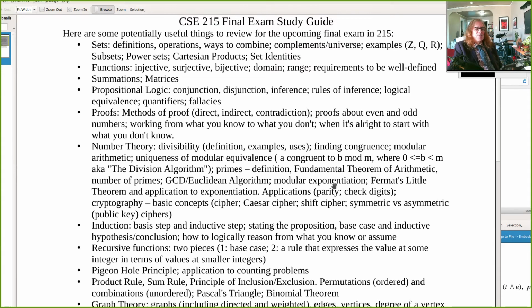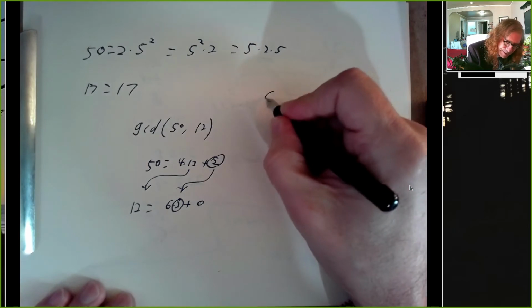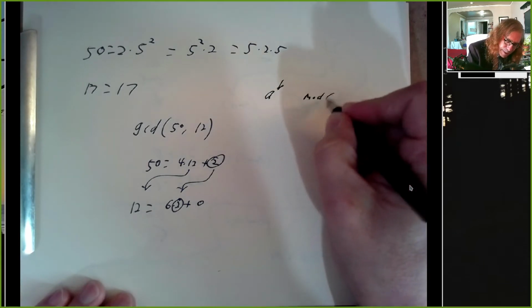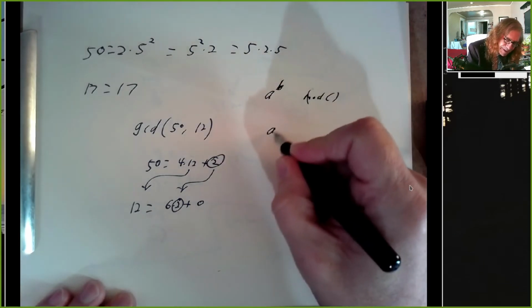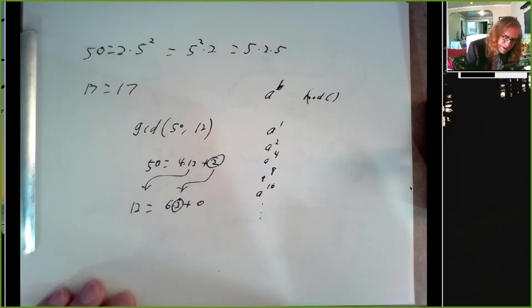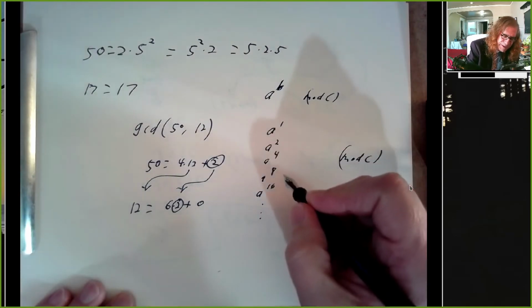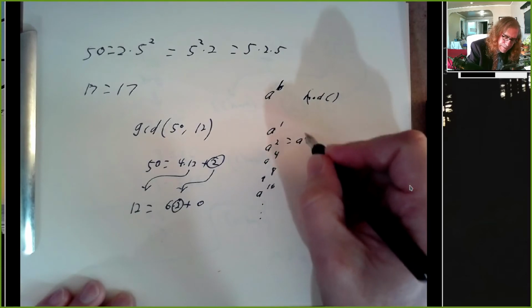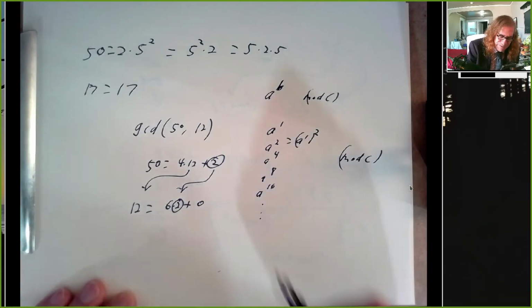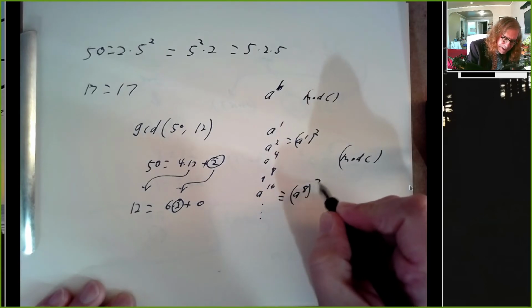Modular exponentiation and Fermat's little theorem are the two I'd like you to know. So modular exponentiation, we did homeworks on that, right? If you want to find a to the b modulo c, we find a to the 1, a to the 2, a to the 4, a to the 8, a to the 16, and so on, all mod c. And we find each of these by simply squaring the thing that we just found before that. When we want to find a to the 16th, it's congruent to a to the 8th squared.